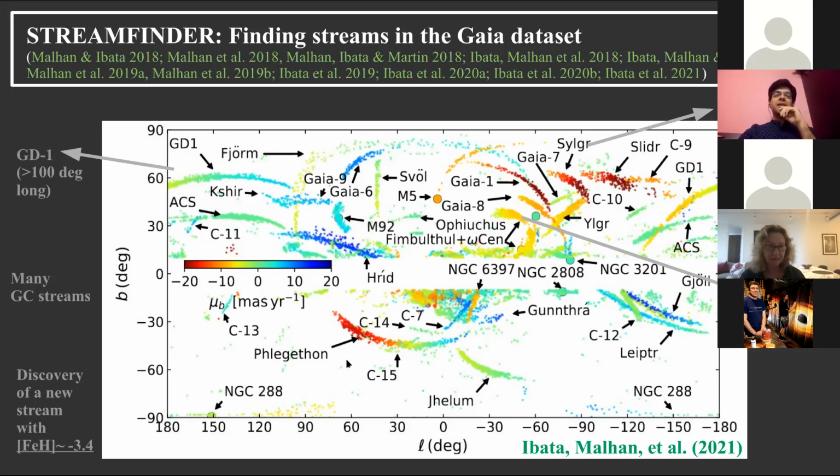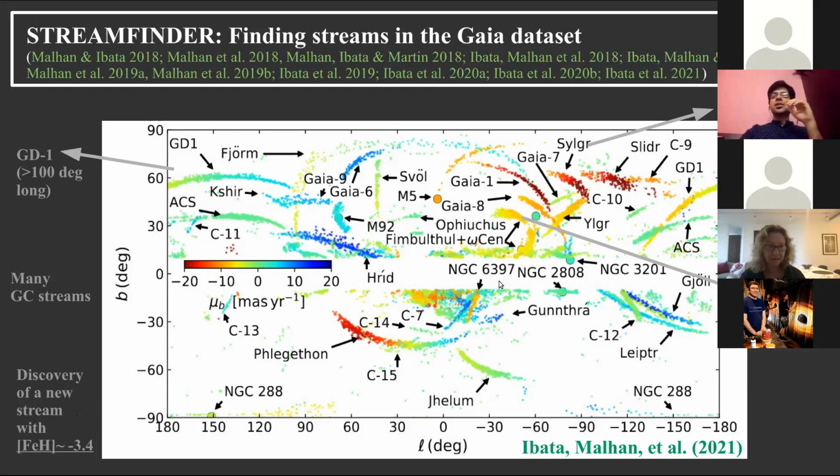You can also see many globular cluster streams from NGC 288, from M5, M92, and so on. And recently we also discovered a new stream that seems to have a very low metallicity of minus 3.4. I wouldn't say much about the stream because one of our team members is writing a paper on it right now, which hopefully will be out soon. But it's nice to see that we have all of these streams that we have started to analyze now.